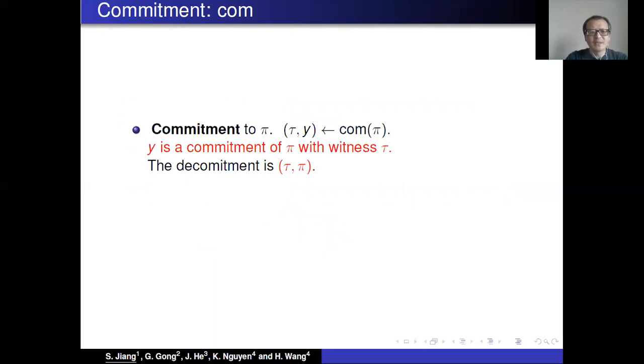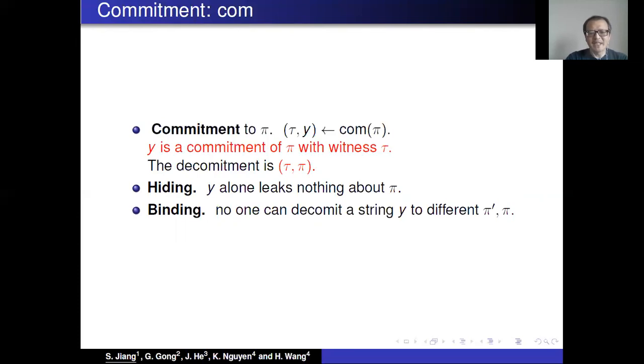We build this primitive over the commitment. Given the input pi, the commitment will output a commitment value Y and the witness tau. So Y is the commitment of pi with witness tau, and the decommitment is tau and pi. The commitment scheme has the hiding property, which requires that Y shouldn't leak anything about the input pi. Also, it should be binding. That means no one can decommit a string Y to a different input pi prime.